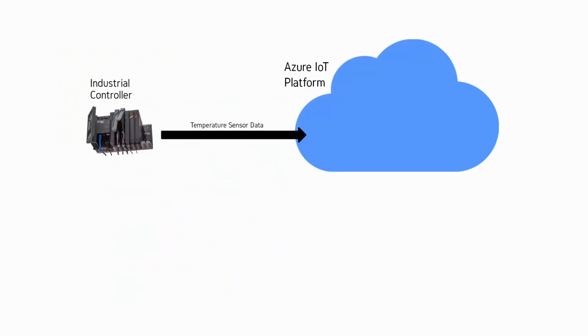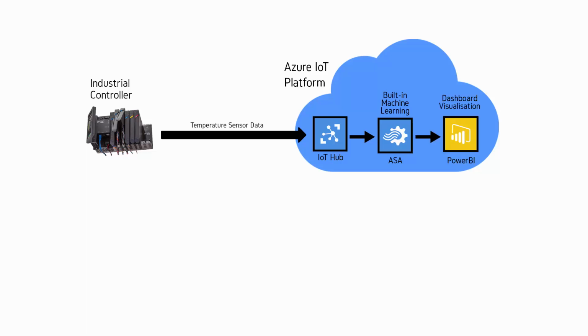So I've got my industrial controller sending temperature sensor data to Azure IoT Cloud via the IoT Hub gateway, which I've already created. So what I want to do is to have an analytics software that consumes this data coming out of the IoT Hub and process the data in real time to detect any anomalies. So for that, I'm going to use Azure Stream Analytics, which comes with inbuilt machine learning functions. And then I'll pass the results to a Power BI dashboard for visualization.